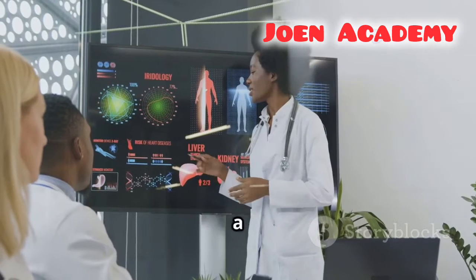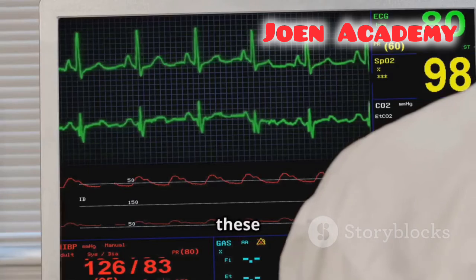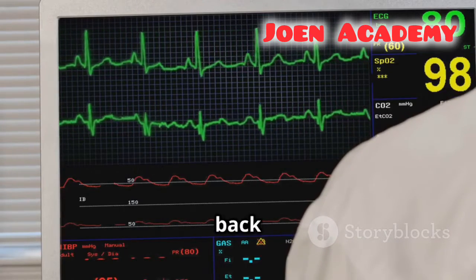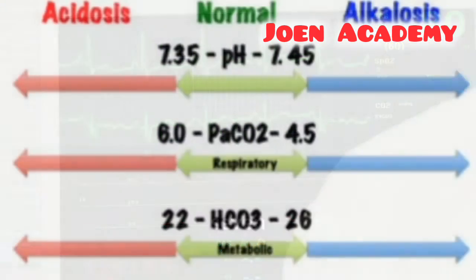They work together in a delicate equilibrium. If one of these values changes, the others will shift to compensate and try to bring the pH back to the normal range, which is between 7.35 and 7.45.